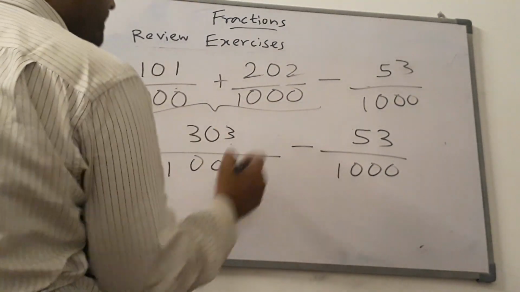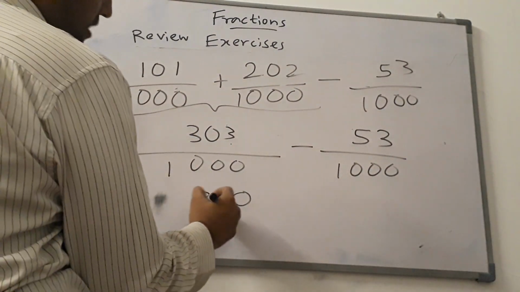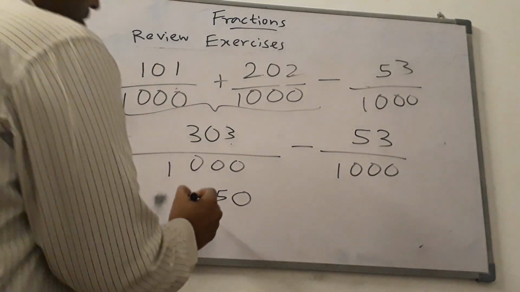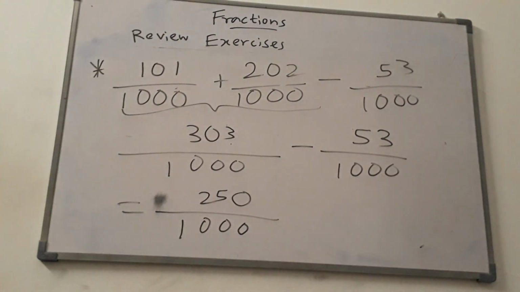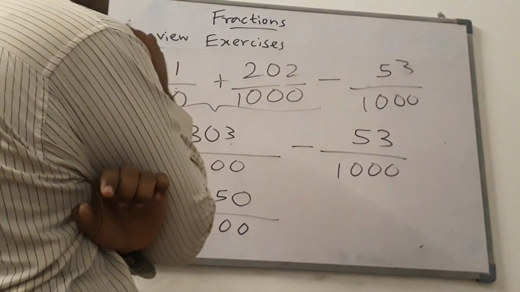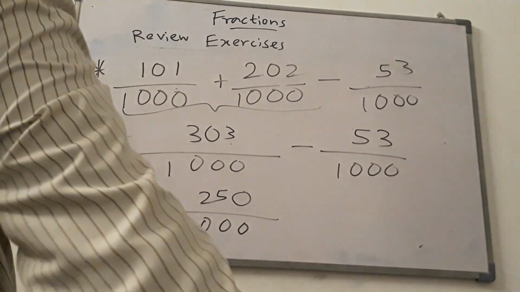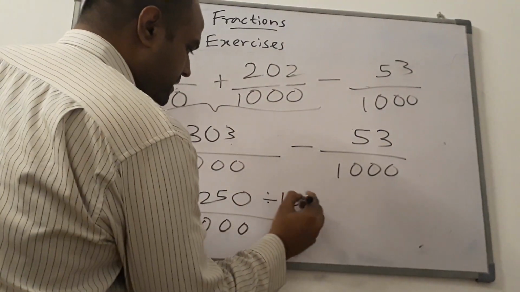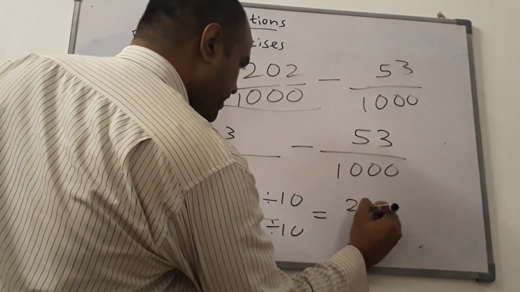So here 3 minus 3 means 0. 30 minus 5 means 25. Am I right? Yes. So it is 25 out of 1000 is the answer. Is that the final answer? Okay. We can simplify further. Zeros are there after 25 and 1000. Cancel one zero from each. Answer is 25 out of 100.